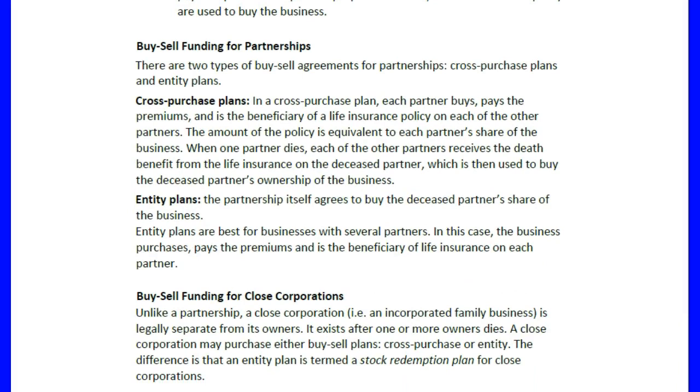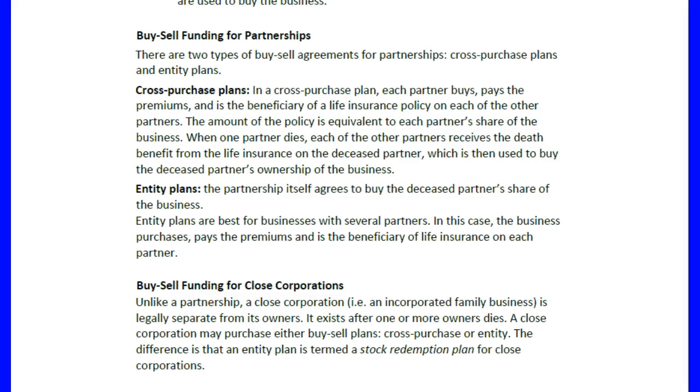Buy-sell funding for partnerships. You have buy-sell agreements for partnerships: cross-purchase plans and entity plans. In the cross-purchase plans, each partner buys policies on each other, so if one dies, the other one uses the funds in order to buy the business. And in entity plans, the partnership itself agrees to buy the deceased partner's share of the business.